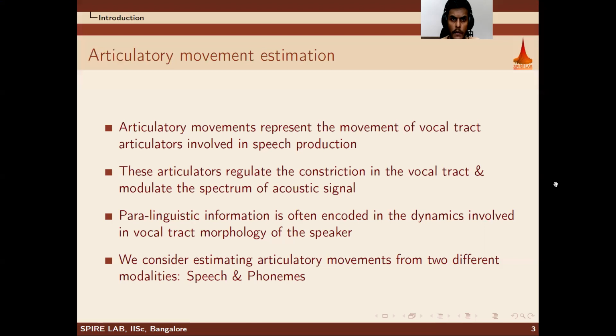What is articulatory movement estimation? Articulatory movements represent the movement of vocal tract articulators involved in speech production. These articulators regulate the constriction in the vocal tract and modulate the spectrum of the acoustic signal. Paralinguistic information is often encoded in the dynamics involved in the vocal tract morphology of the speaker. So we consider estimating these articulatory movements from two different modalities, speech and phonemes.